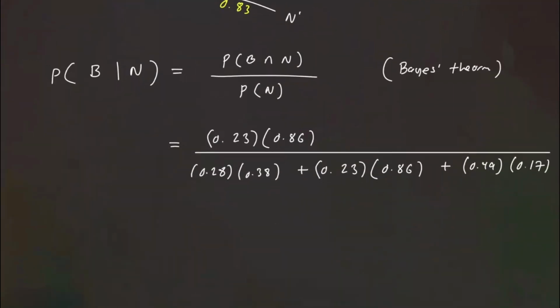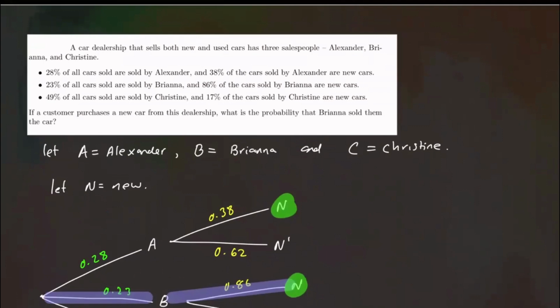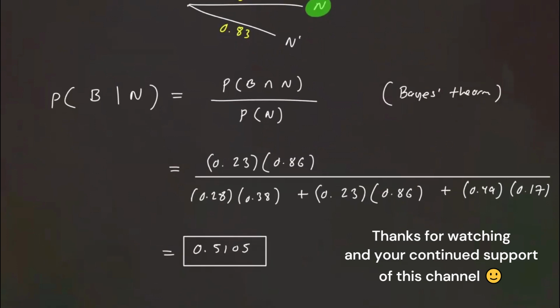If you put all of this in your calculator very carefully, you'll have about 0.5105. So that's the probability that the customer who purchased a new car from this dealership was sold it by Brianna. That is the answer. All right, so we took care of different areas of probabilities. I hope this makes sense.